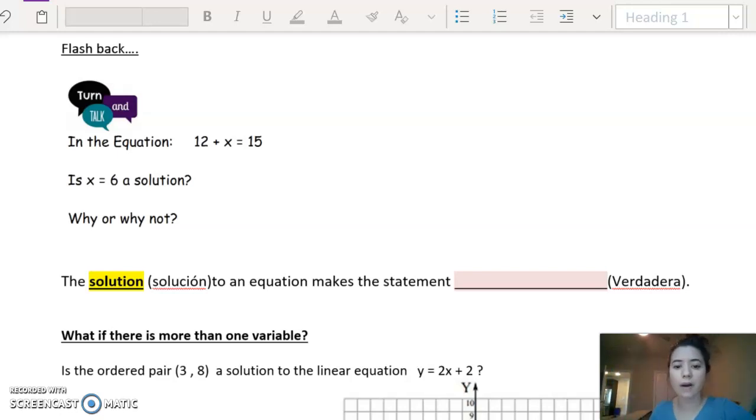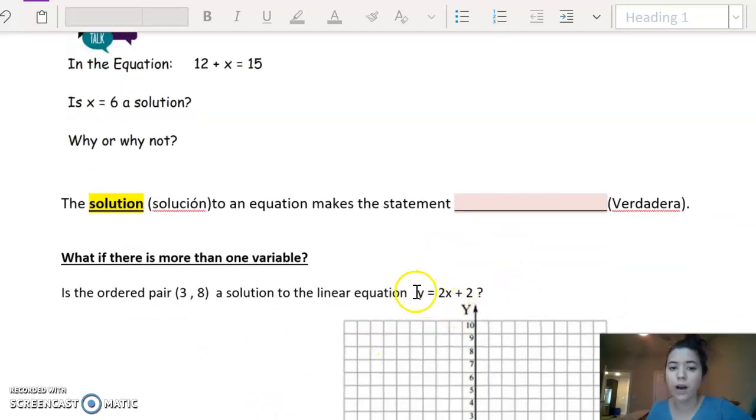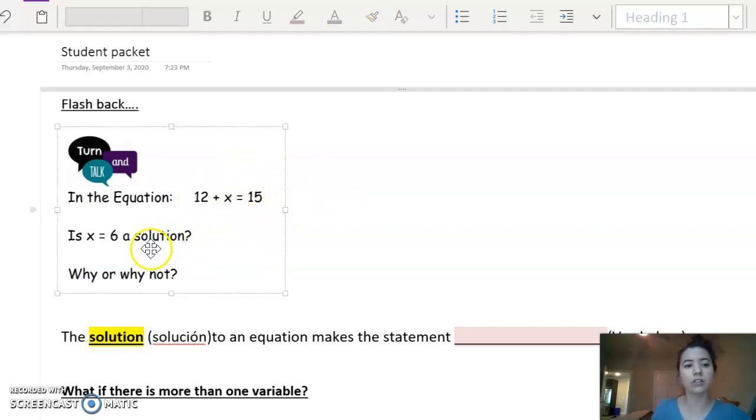Today we're talking about solutions to a linear equation. How do you know what a solution is to this line? How do you tell if this point is a solution? The first thing I want to talk about is a flashback, way back in the very first unit. We talked about what is a solution to this equation, and I asked you, is x equals 6 a solution?